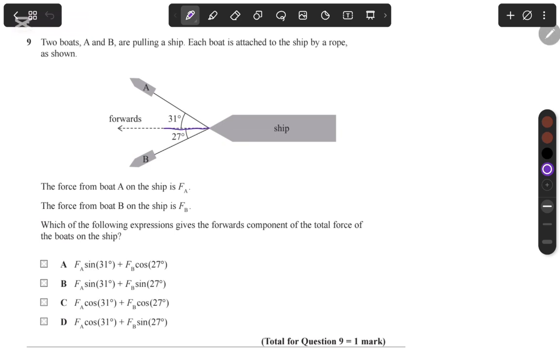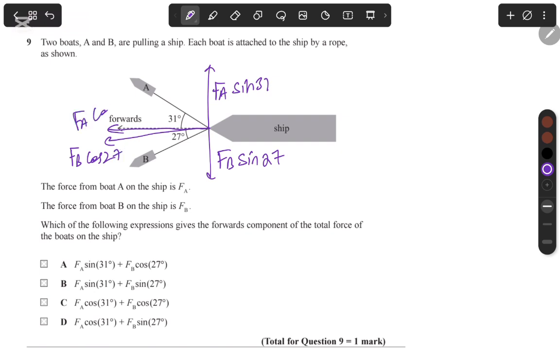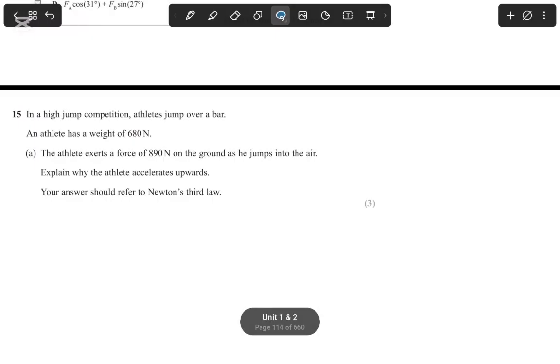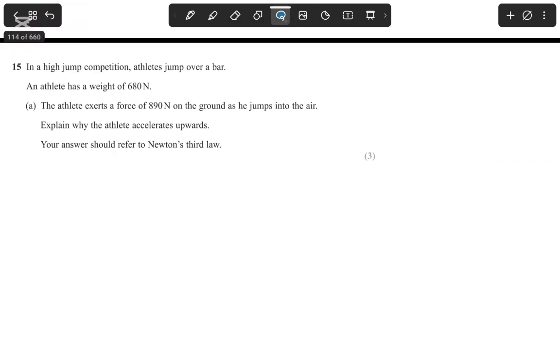So we just have to make components here. So this component, this component, this and this. This is going to be FA sine 31. This is going to be FB sine 27. This is going to be FB cos 27. This is going to be FA cos 31. When you add both of these, you get the forward direction force. Okay, combine both of them, you get the total force. So that's going to be C.